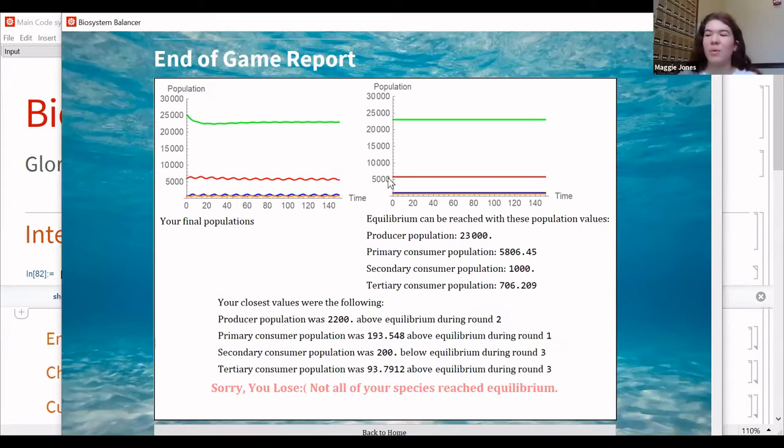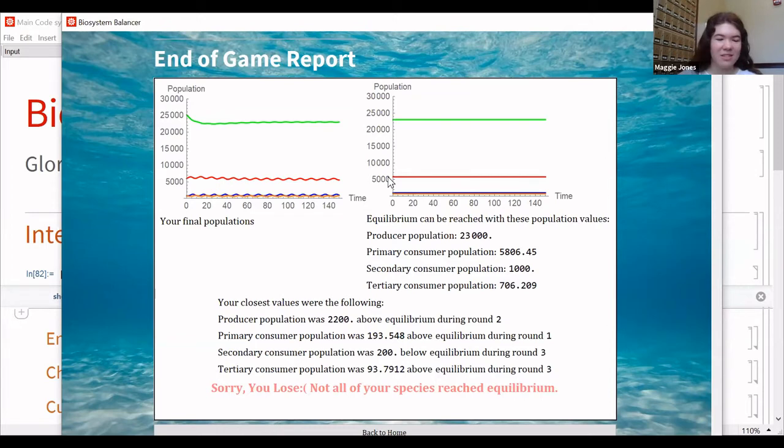This is the end of game report. The plot shows the final plot of all 4 species from our game and those same 4 species at their equilibrium starting populations. As you can see in the equilibrium plot, each species stays at a constant population. This screen also gives the user the correct equilibrium starting populations and how far off they were from those values during the game. That concludes our code demonstration. We hope you enjoyed our project and learned a little bit about these ecological interactions.